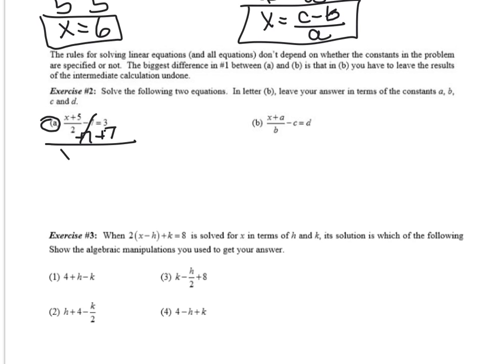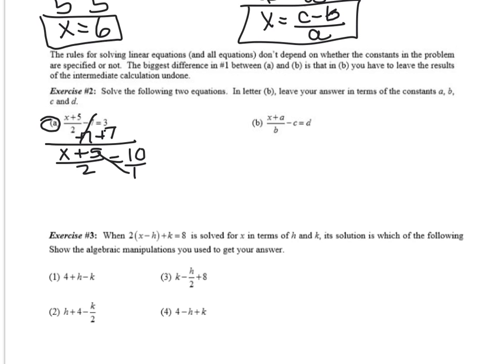We end up with x plus 5 divided by 2 is equal to 3 plus 7, which is 10. Now that we have the fraction all by itself on the left side, we can turn this into a proportion by turning 10 into a fraction, placing it over 1. Now we can cross multiply.